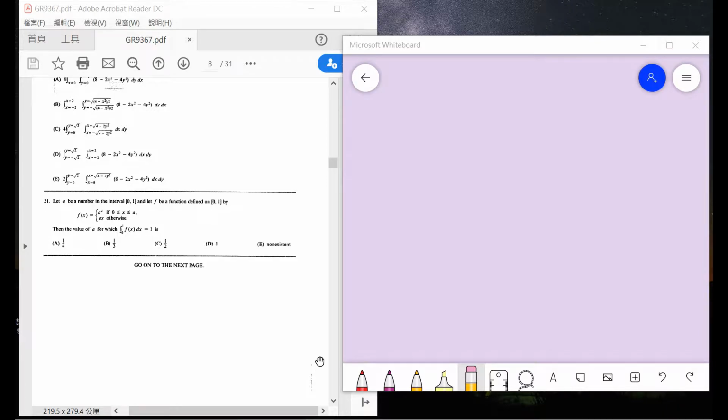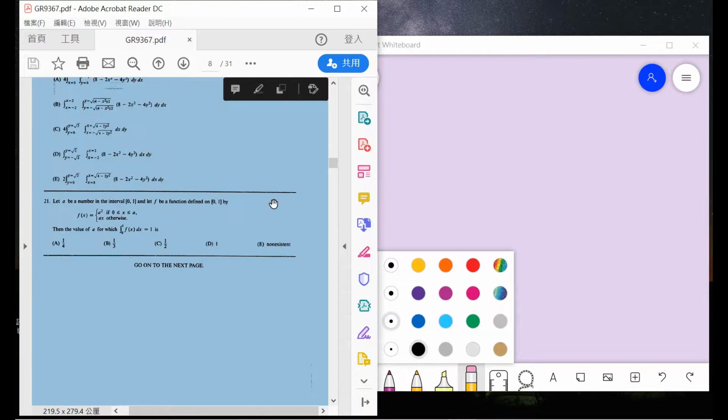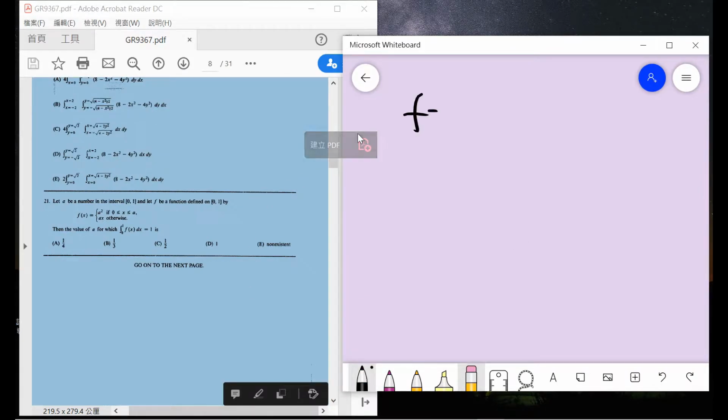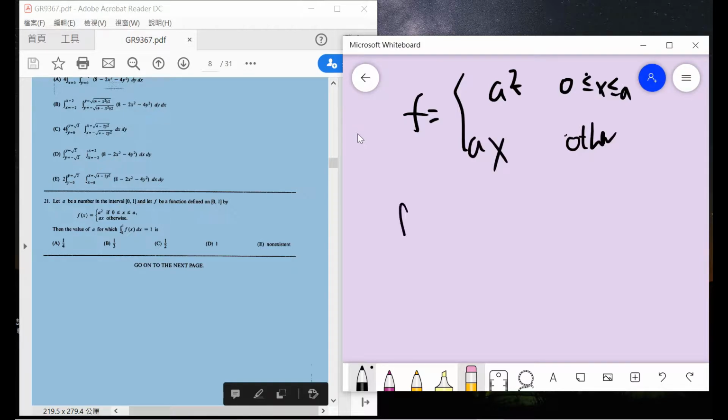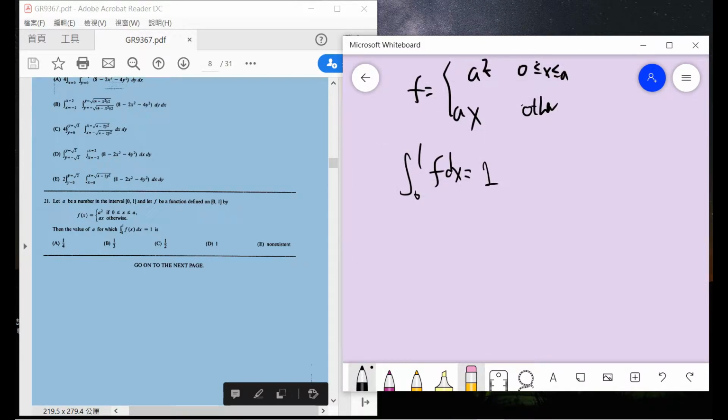Okay. So 21 is, let me say that f is a squared if x is from 0 to a, otherwise it's ax. And they tell you that the integral is 1. Okay, ask A.